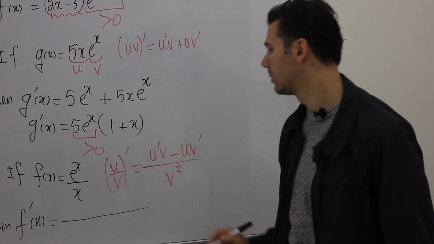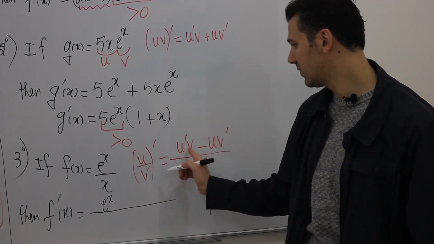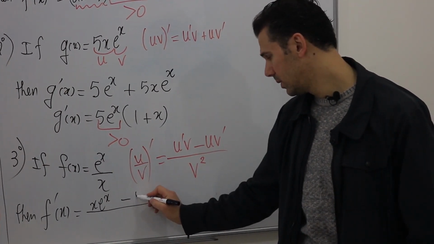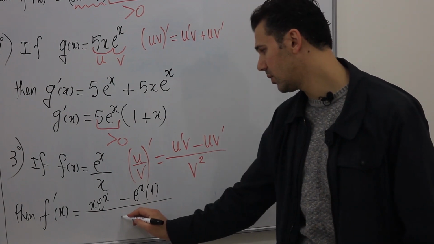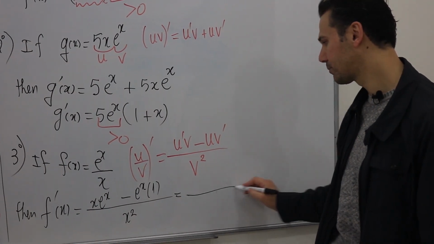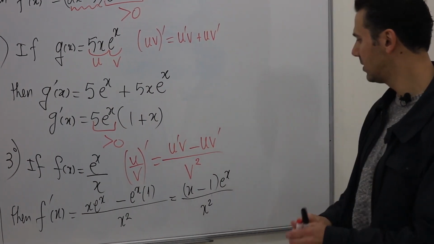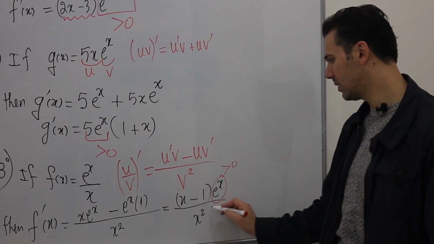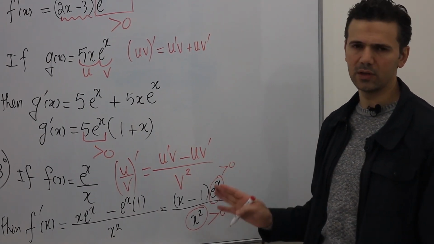It will be u prime, the derivative of e^x, which is e^x itself, times v, we can put x here, minus u, e^x, times v prime, which is the derivative of x, which is 1, over x squared. After that, we can reduce this form to get x minus 1 with a common e^x over x squared. Again, if you are looking for the sign of this expression, this will be positive, and this is also positive, according to certain conditions.